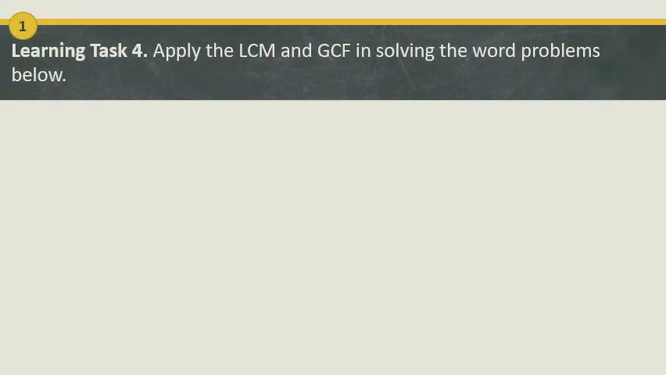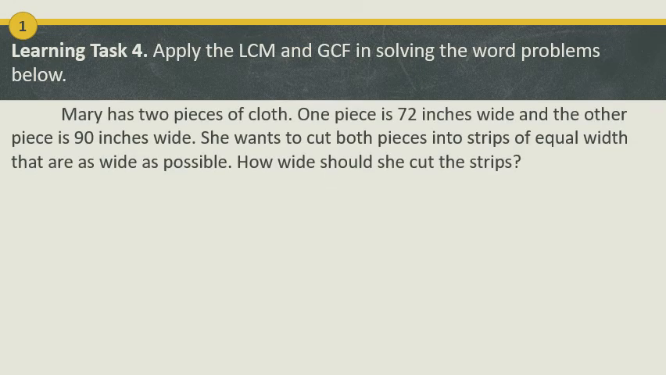So, for the learning task 4, we will apply the LCM and GCF in solving the word problems below. So, first problem, Mary has 2 pieces of cloth. One piece is 72 inches wide and the other piece is 90 inches wide. She wants to cut both pieces into strips of equal width that are as wide as possible. So, how wide should she cut the strips? So, ayun uli yung word natin na equal. So, ito po ay GCF. Okay, so GCF. Kasi ihahati-hatiin natin siya sa mas maliliit na parts. Okay, so 72 and 90.